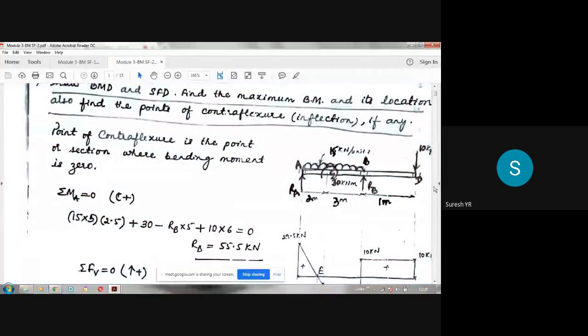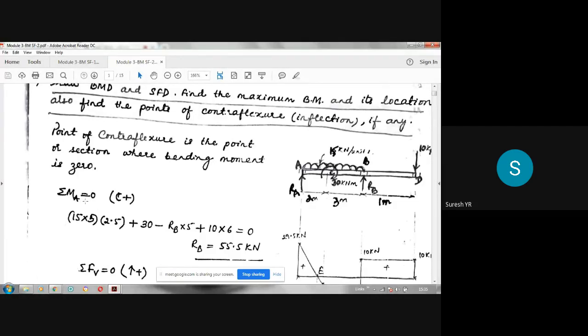Let me explain the problem now. In any problem, the first step is to find the reactions. So by using the equilibrium equations, you have to find the reactions. Sigma MA is equal to 0. That is the first equation I am going to use.